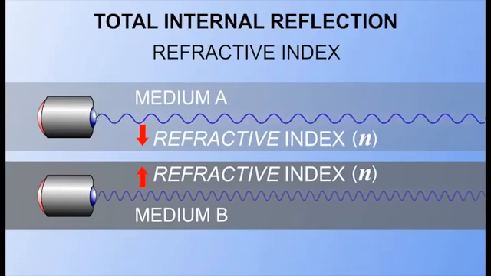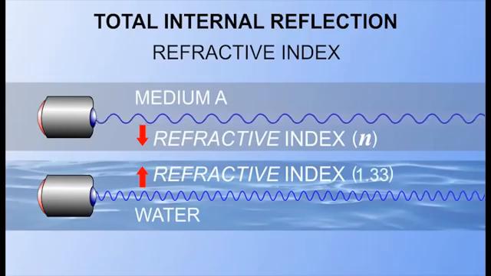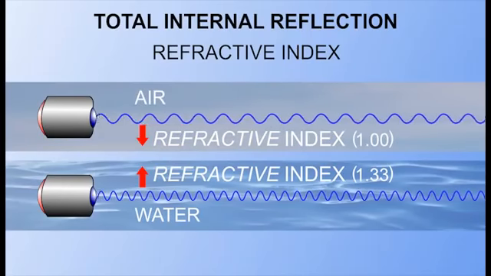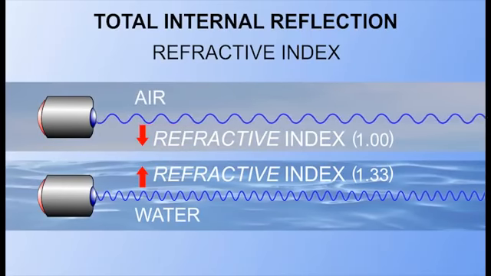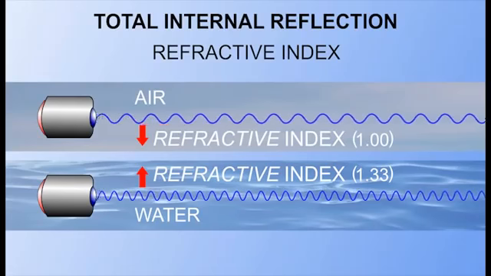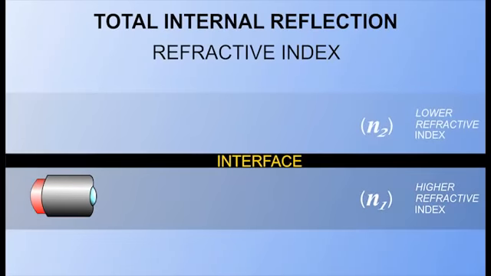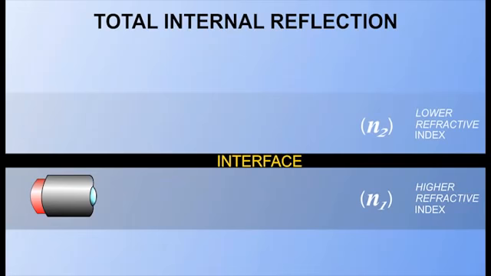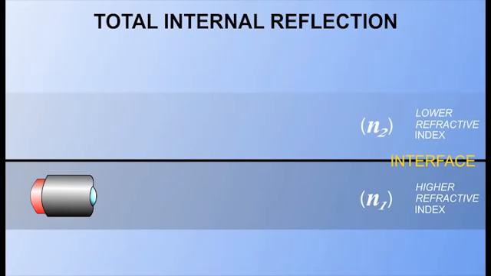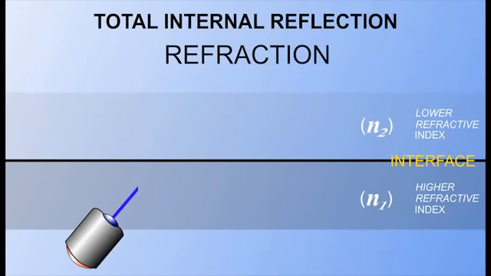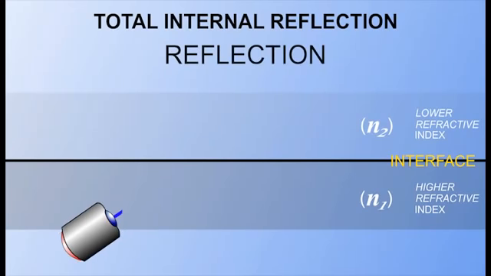For example, water has a higher refractive index than air. A wave propagating through water will travel at a slower speed than the same wave in air. The boundary or interface between two mediums is where the refraction and reflection occur. Refraction is the bending of the light wave as it passes from one medium to the next. If the second medium prevents light from passing through the interface, reflection occurs.